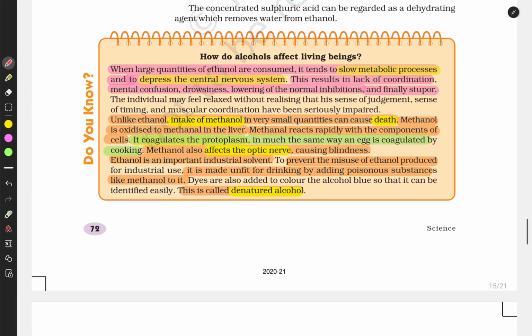How does alcohol affect living beings? When a large quantity of alcohol is consumed, it tends to slow the metabolic process and depress the central nervous system. This results in lack of coordination, mental confusion, drowsiness, lowering of normal inhibitions, and finally stupor. Stupor is a state of being nearly unconscious.